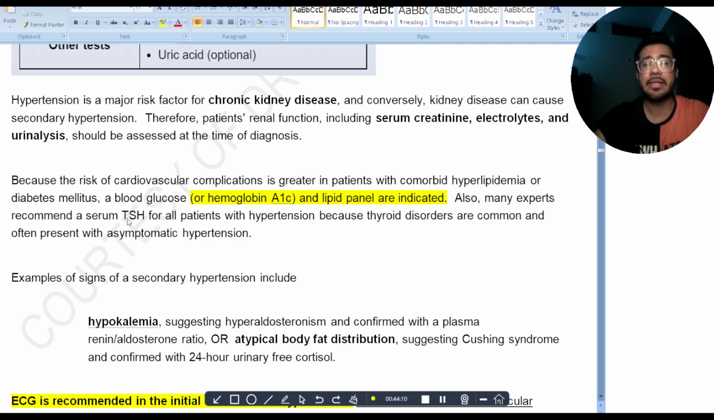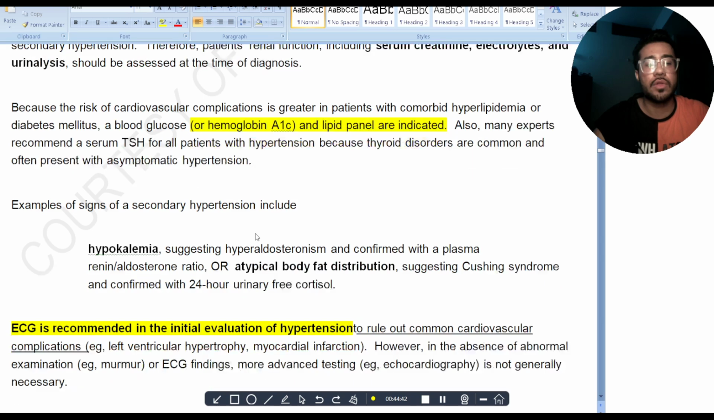Many experts recommend a TSH for all patients with hypertension, because thyroid disease can also result in hypertension. So they can give you a scenario where the patient is hypertensive and also complains of symptoms of hyperthyroidism, like the patient says that he feels really hot all the time, has been losing weight despite a normal appetite. Otherwise, he feels healthy and the patient has diarrhea as well. And they are going to give a history of thyroid disorders in the family, so you also order TSH in that case.